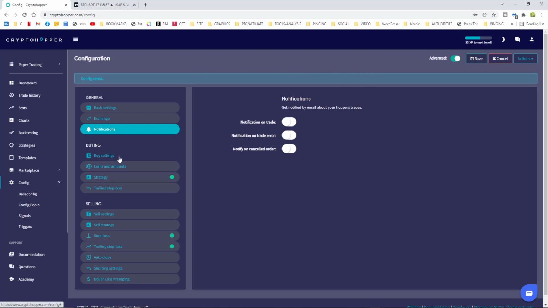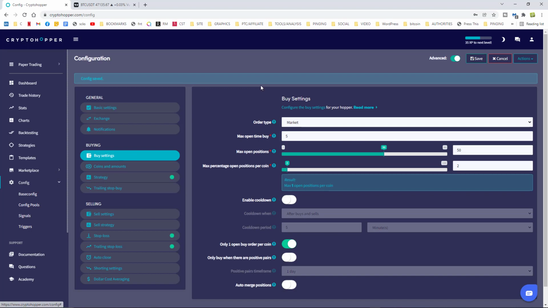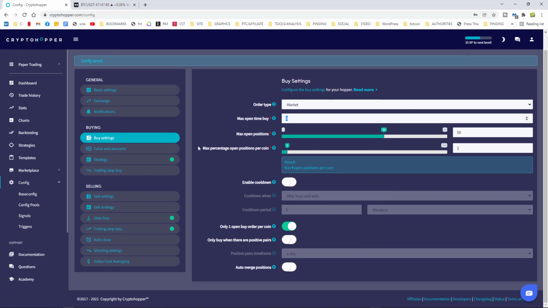Alright, buy settings. We've got market, maximum open time to buy, 5 minutes. If it doesn't manage to buy in 5 minutes, there's something wrong with Binance, you know. It doesn't take 5 minutes to buy at market price. It should take well under 5 minutes. So if it doesn't buy in 5 minutes, it will just cancel the order and not bother buying.